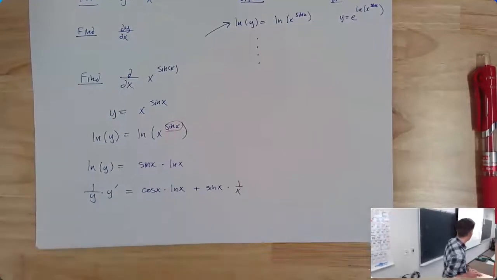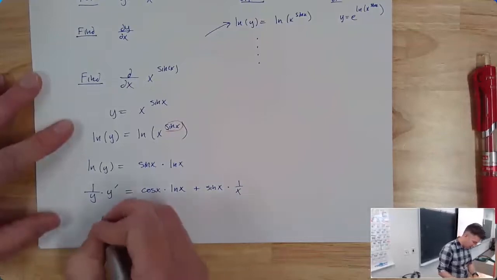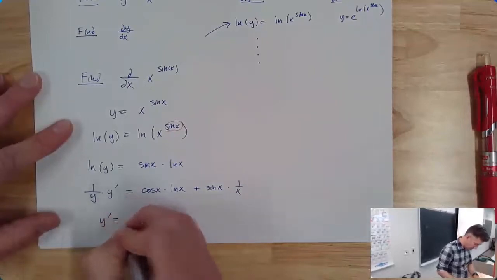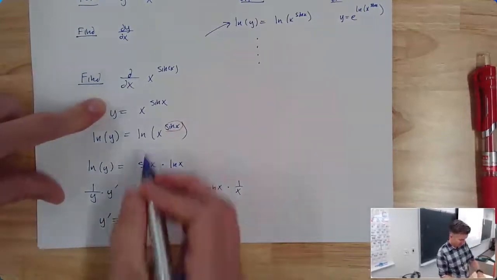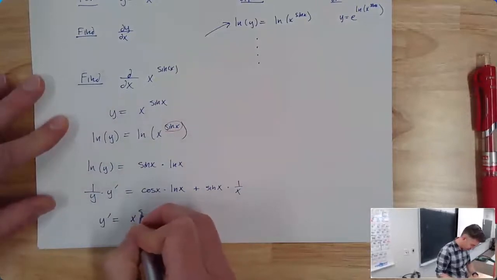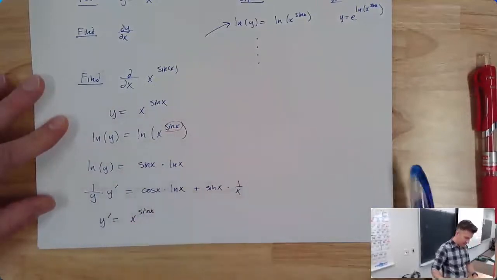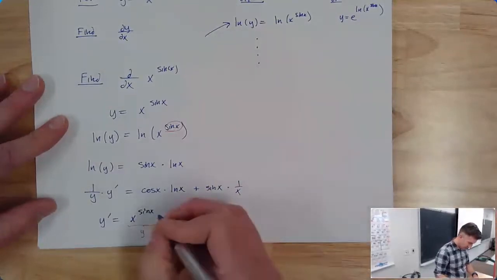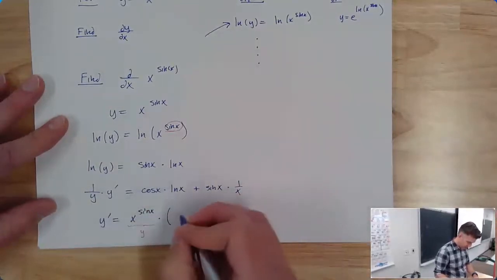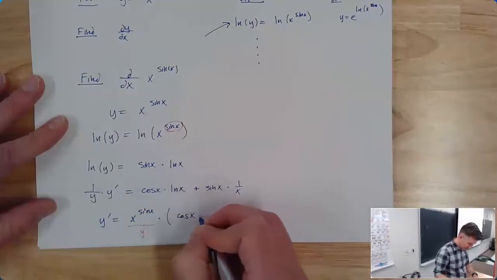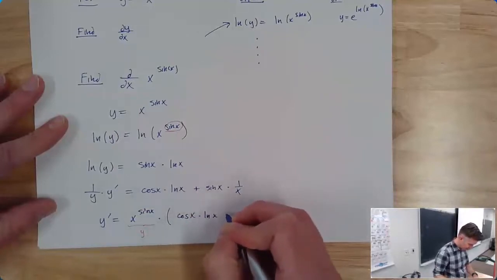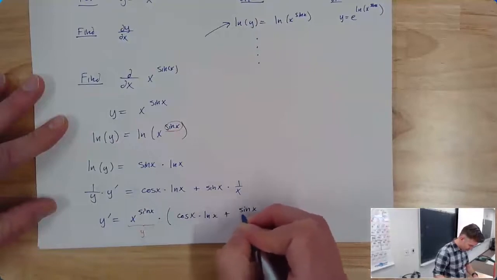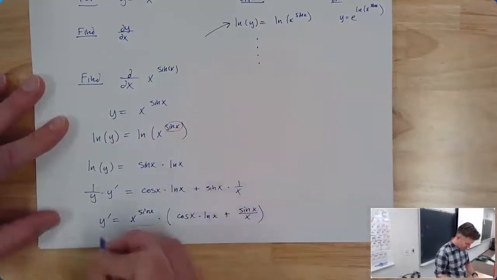I would probably encourage you all to not write things a thousand times over and over. So if I was going to solve this, I would do it in one more step. I'd say y prime equals y, which is x to the sine of x. Right, I'm multiplying both sides by y, and I'm replacing y with what it's actually equal to, times, and I would simplify this just a tiny bit. The only real simplification to do here is to write sine of x over x. That's our answer.